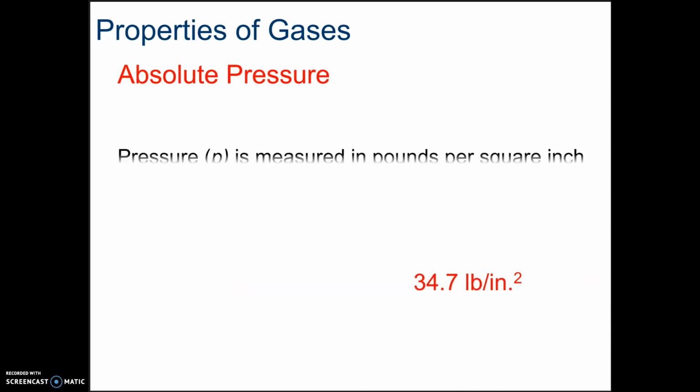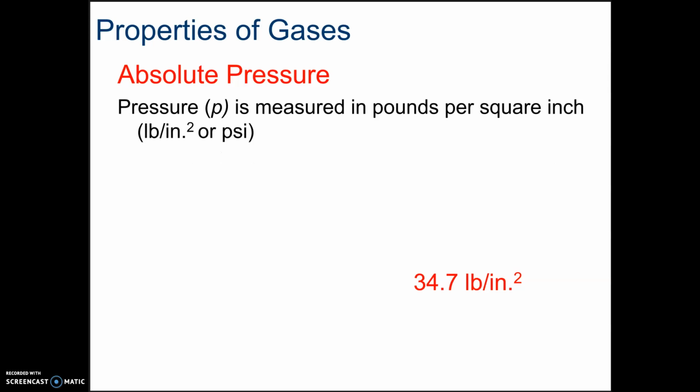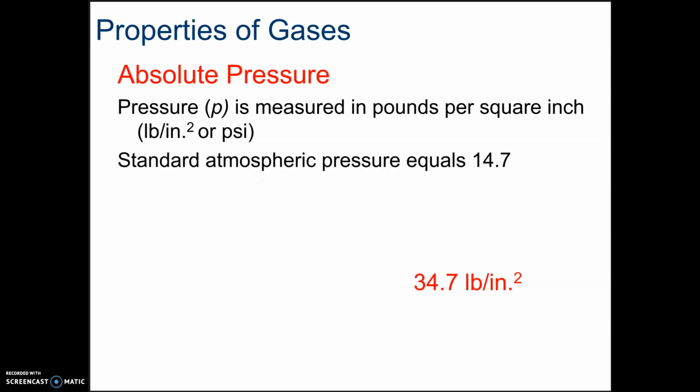Properties of gases here. So dealing with absolute pressure, P, it's measured in pounds per square inch, which we had seen before in our hydraulics unit. Standard atmospheric pressure equals 14.7 psi. That's at sea level. Atmospheric pressure is lower at higher elevations because less air exists above to exert pressure, right? So as you go up in an airplane, there's less pressure the higher you go because there's less air from our atmosphere actually sitting on top of you. Similarly, atmospheric pressure is higher at lower elevations than sea level as well.